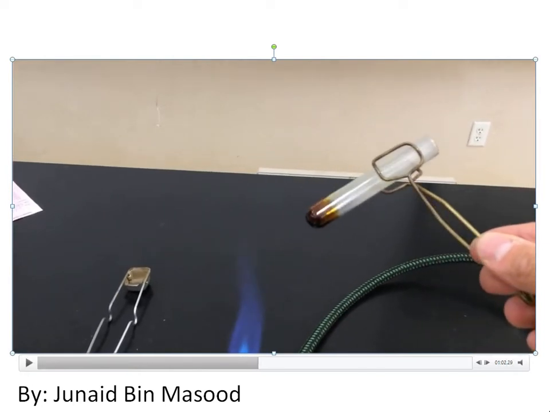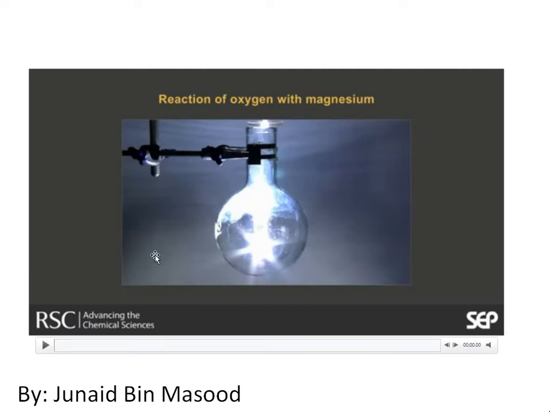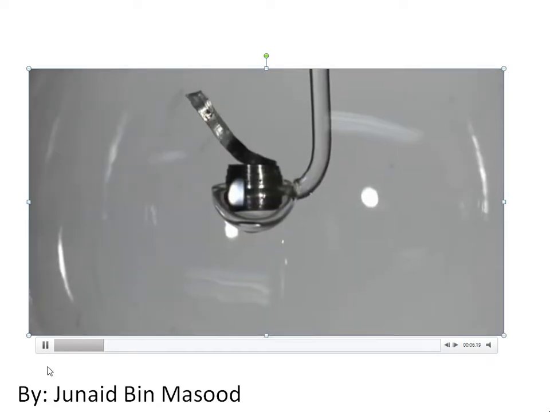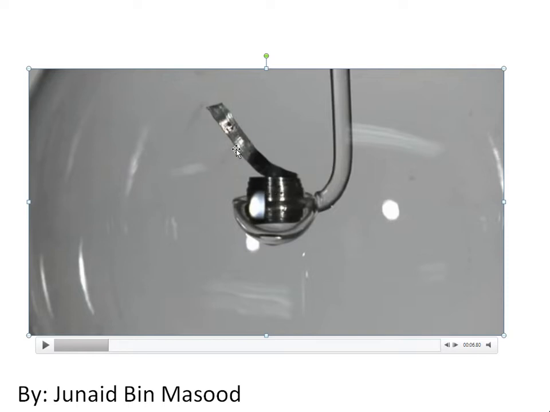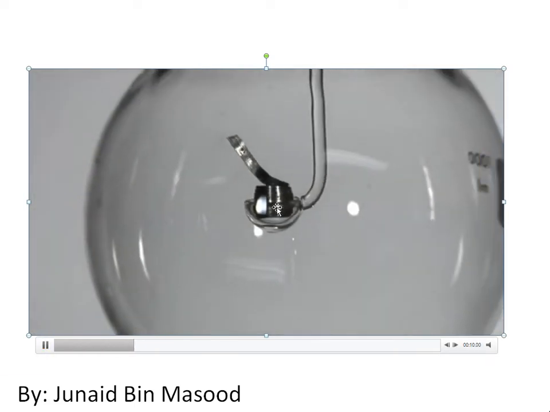Moving to the second video, which is the magnesium burning in oxygen, on page 165 of your book. This is the reaction basically when oxygen is going to react with magnesium. Now magnesium is a metal, okay? This is magnesium ribbon. It's a metal and a ribbon has been formed out of it. So you can see magnesium metal over here.